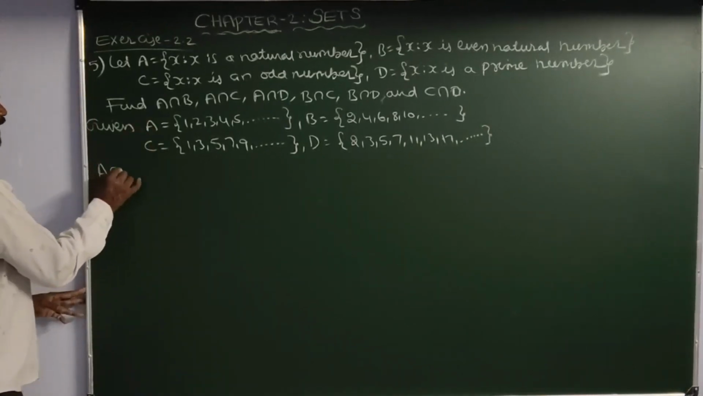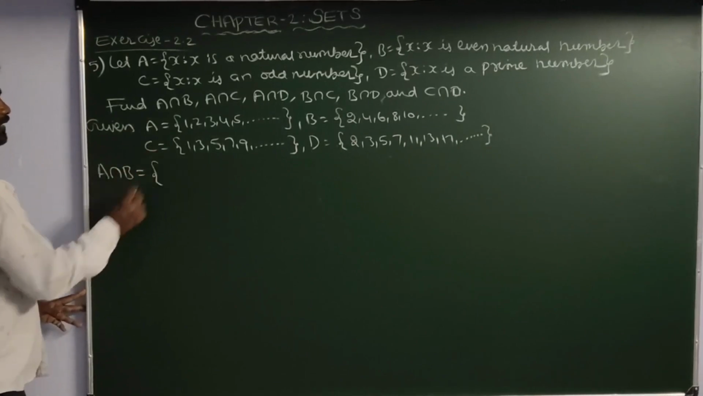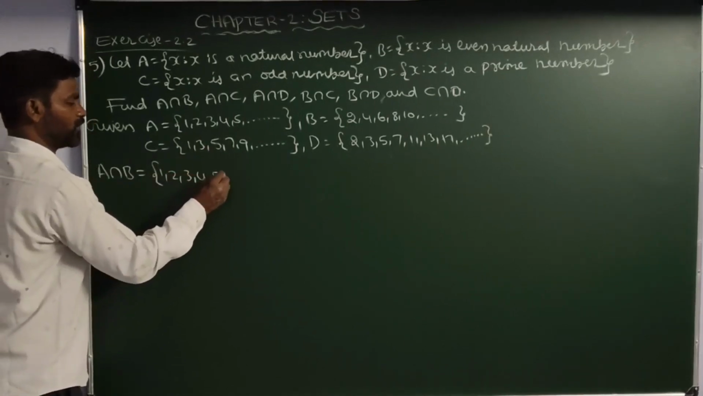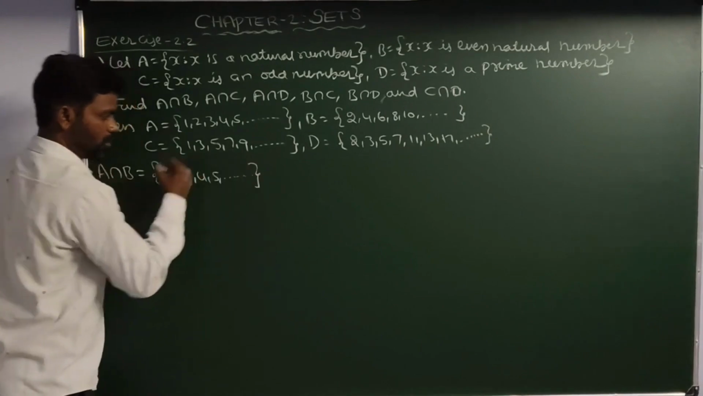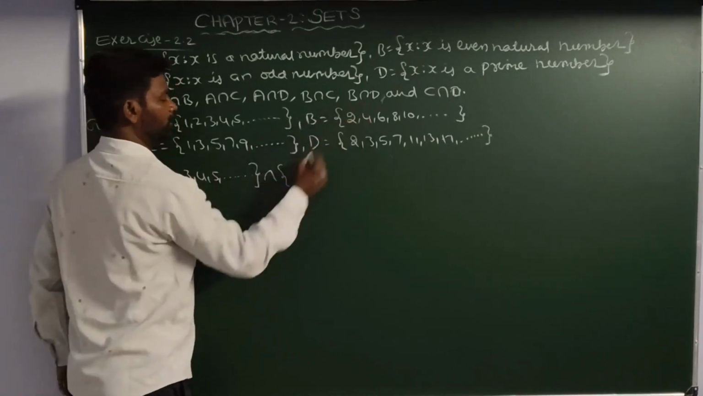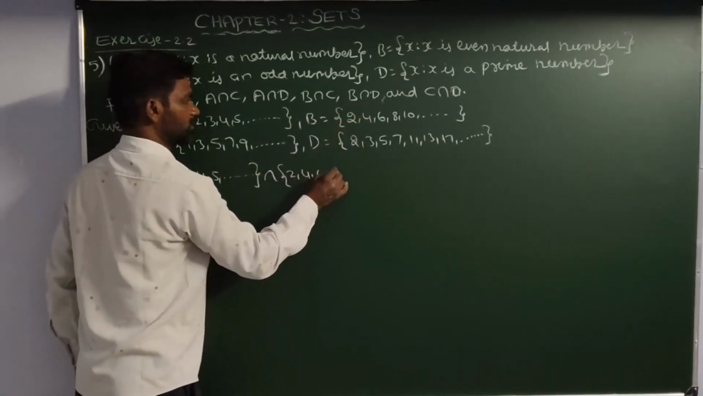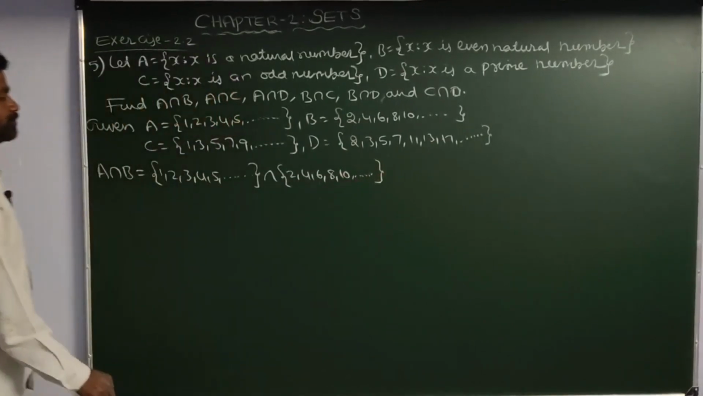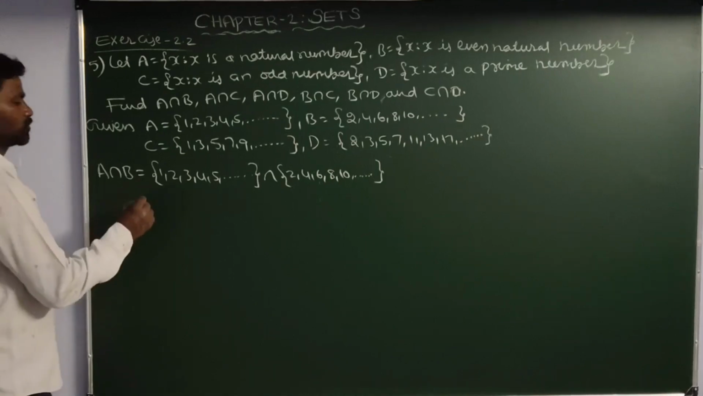First, we have to find A intersection B. So let us write the elements of A. What are the elements of A? 1, 2, 3, 4, 5, and so on. Intersection B, the elements of B are 2, 4, 6, 8, 10. Just write "and so on", there is no "up to".